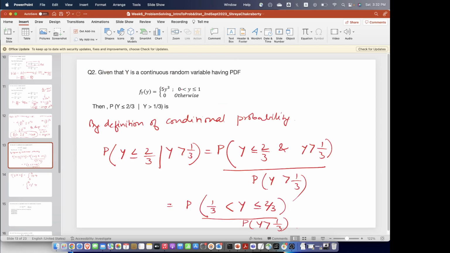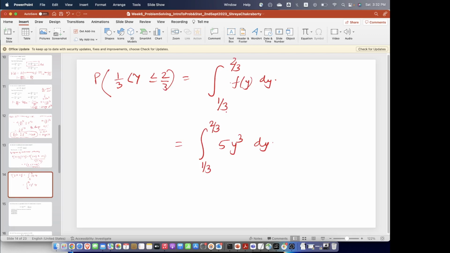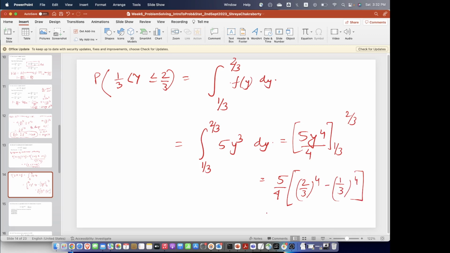One thing to note is that y ranges from 0 to 1. So 2 by 3 is less than 1, 1 by 3 is also less than 1 and greater than 0. So it falls within y's range. So this will be 5y to the power 4 by 4, from 1 by 3 to 2 by 3. This will be 5 by 4, 2 by 3 to the power 4 minus 1 by 3 to the power 4. Okay, let it be like this.